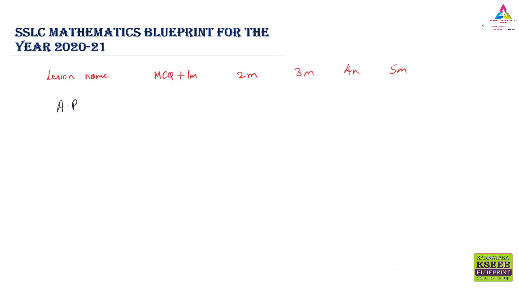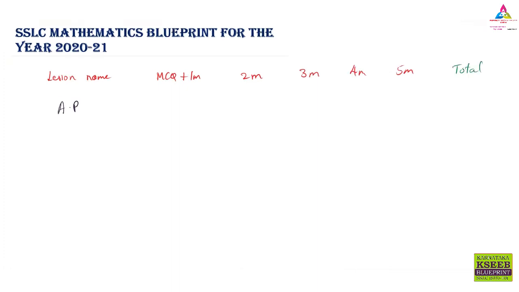From the AP lesson, I will tell you once again, you are going to have multiple choice questions or 1 mark questions, 1 or 2. That means there will be 2 questions or 1 question depending on the paper. It will be 2 questions for 1 mark, including multiple choice questions. I can't say it will be only 1 or only 2, but it will have at least 1, maximum 2. It will not be more than 2 from AP. So that is the 1 mark question.